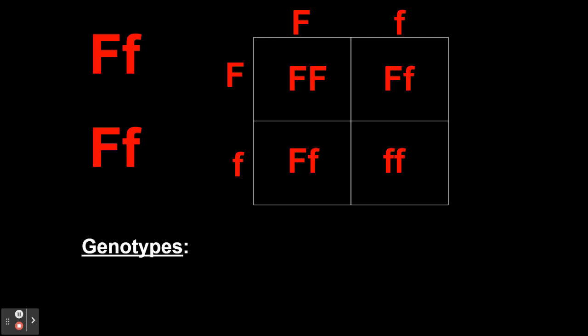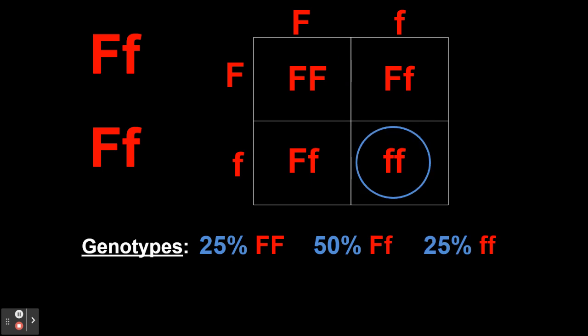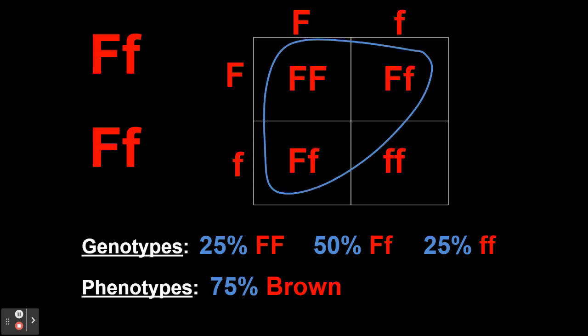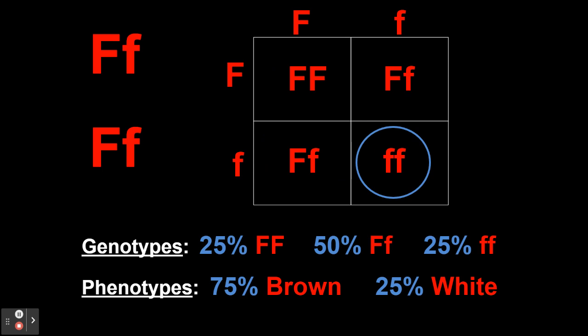When I set up the Punnett square, remember I'm going to put one parent on the top, one parent on the side, and then I'm just going to match up the alleles. And then from this, I can figure out what the offspring are going to look like. So in this case, the genotype percentages, you'd have 25%, 50%, and 25% because each box is worth 25%. For the phenotypes, on the other hand, since these are all brown, there'd be 75% brown, 25% white.